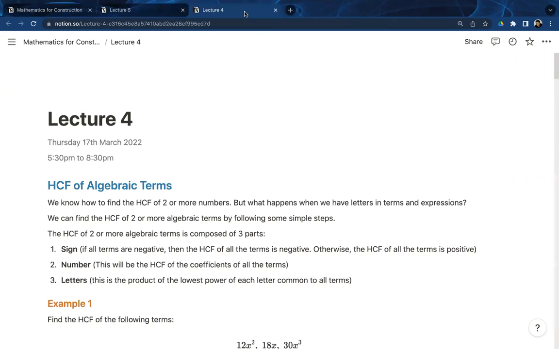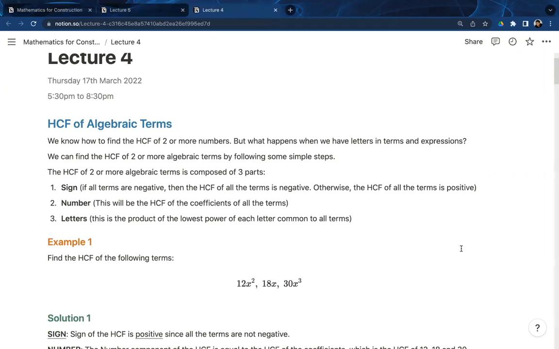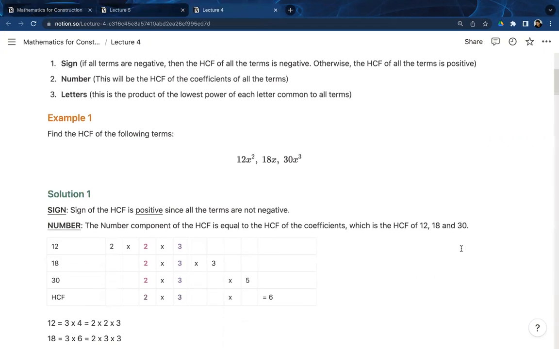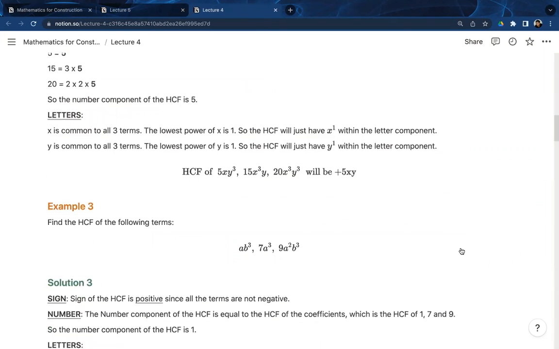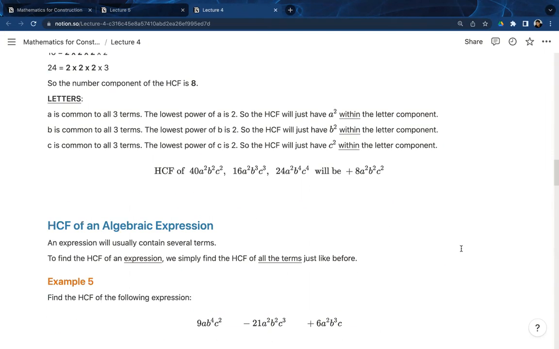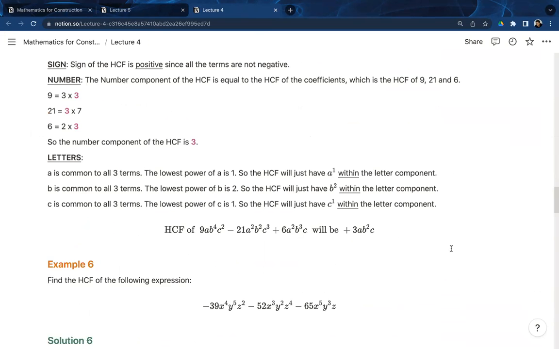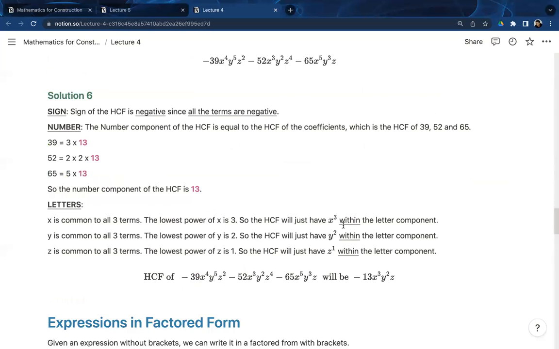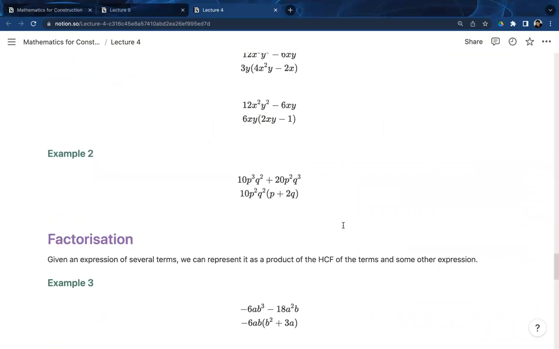We did some work last week, just a review. We spoke about HCF of numbers, and how to find the HCF of algebraic terms. We need that in order to factorize the expression. If you know the HCF, you can write the HCF on the outside, and that is the most efficient factored form we can represent.